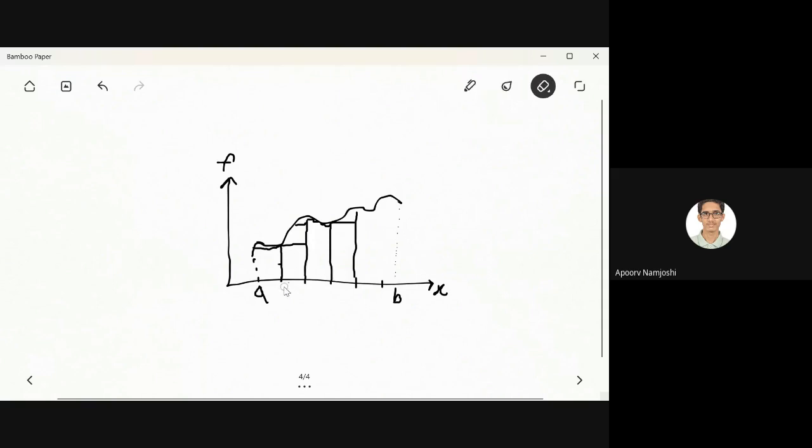Instead of taking intervals which are equally wide, simply put, instead of taking triangles of equal width, you take any random selection of points here, for example one point here, another one here, another one here, another one here. Then you similarly draw rectangles.